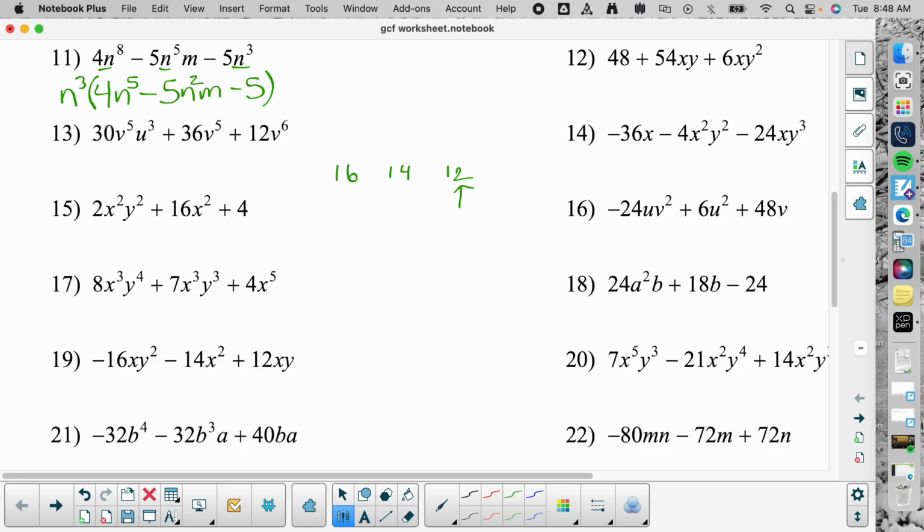What numbers go into 12? 6 is one of them. 2 is another one, so 6 and 2.